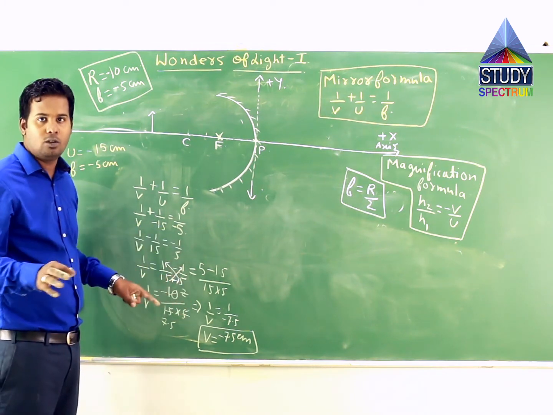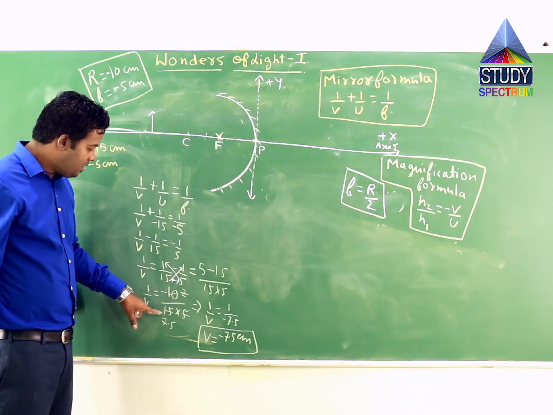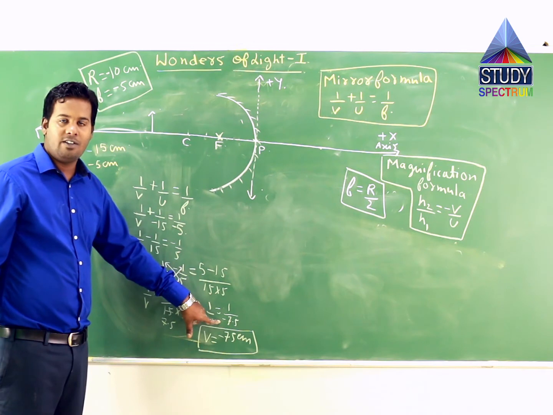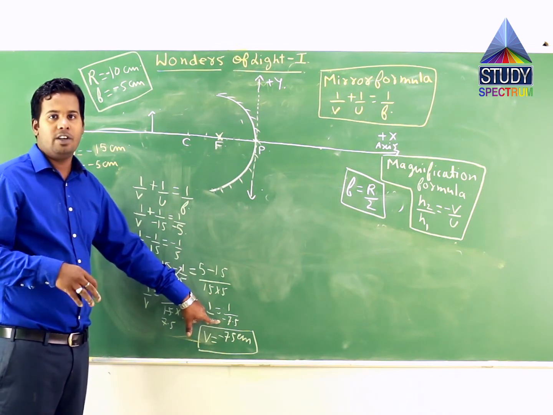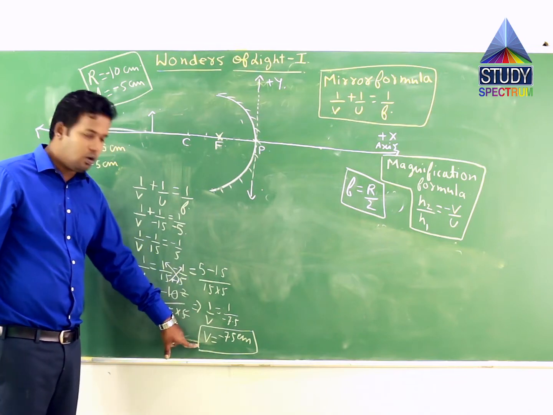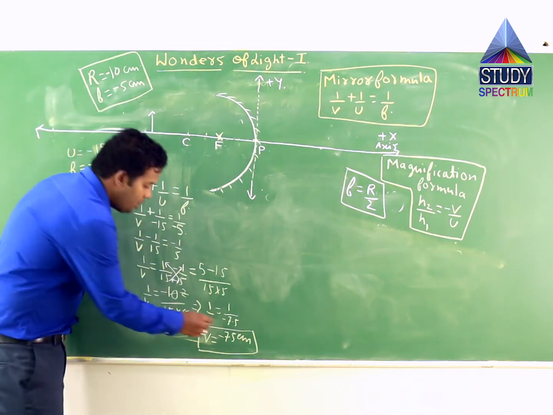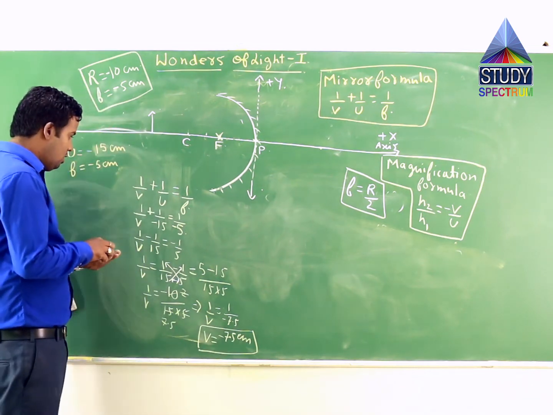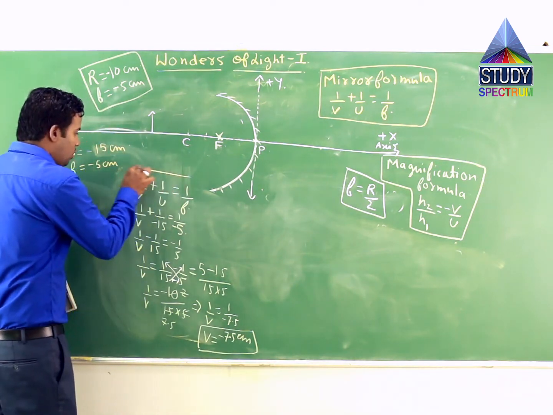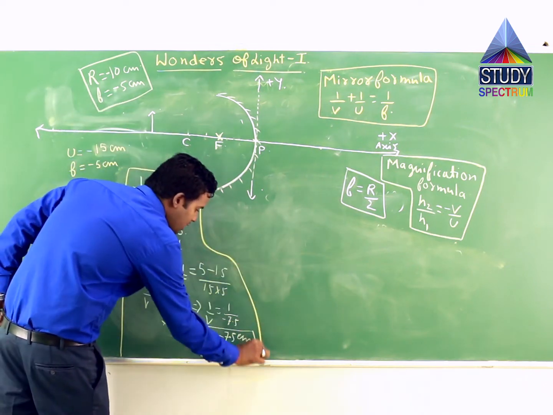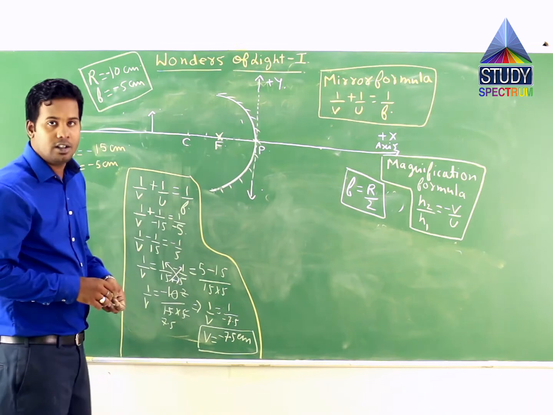So it will become easy to calculate. I have cancelled this, and finally I have got 1 by v is equal to minus 1 by 7.5, or 1 by v is equal to 1 by minus 7.5. It is the same thing. So v is equal to minus 7.5 centimeters. Correct? So this calculation has once again given us two results.